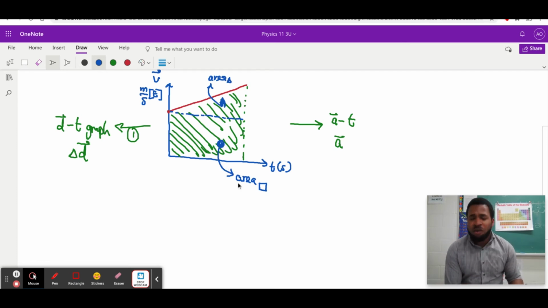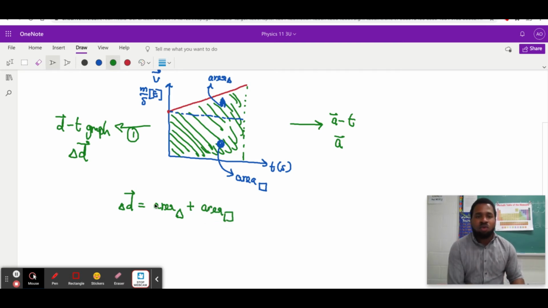So let's get our specific things in place. Take note that to get our total displacement, or to find our change in position, we need to take into account not only the area of our triangle, but also add the area of our quadrilateral.